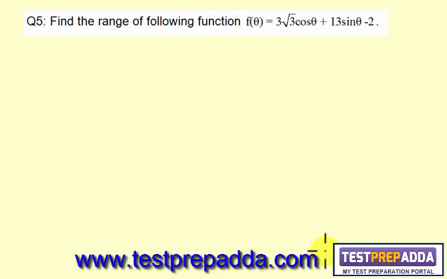Question says, find the range of the following function. The function is given as f(θ) = 3√3 cos θ + 13 sin θ − 2. So I'll write the function here: f(θ) is given as 3√3 cos θ + 13 sin θ − 2.